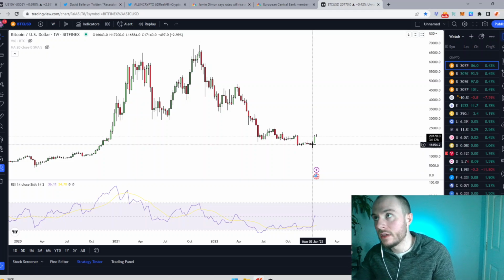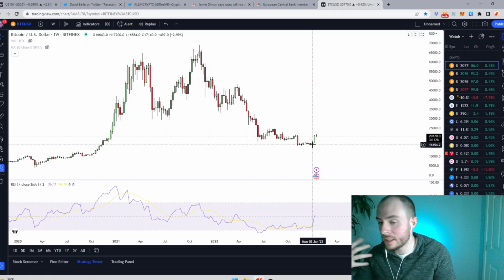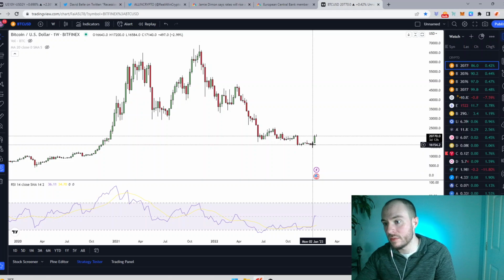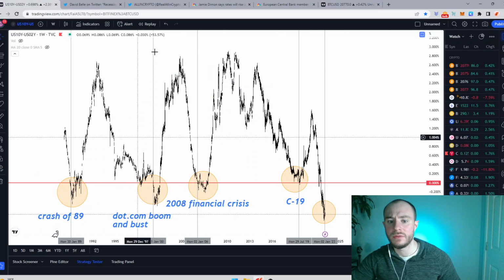I really want to look at the markets, look at the broader financial markets, and try and figure out where the cryptocurrency market is probably heading in the grand scheme of things, or relative to everything going on. And I think a lot of the answers actually lie within this yield curve.